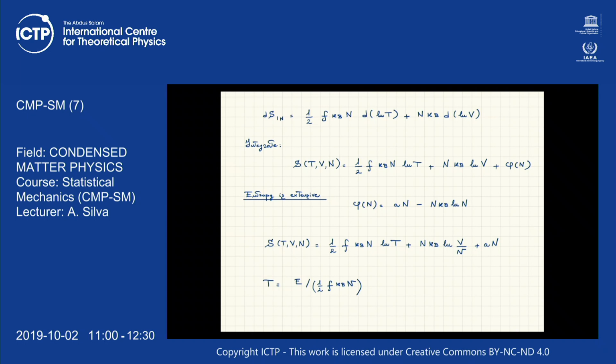Clear or not clear? I can repeat it 10,000 times, I'm here for that. So how does this solve the problem? Well, now v is proportional to n, so this is the volume per particle, which is an intensive quantity. Here I have n, which is extensive, times the log of an intensive quantity. Here I have extensive times the log of temperature, which is intensive. So it solves it fully. Okay?